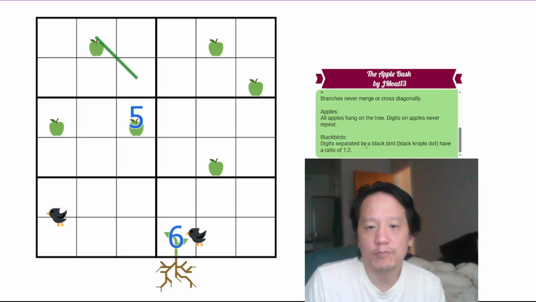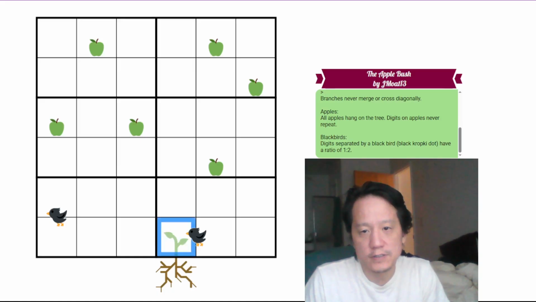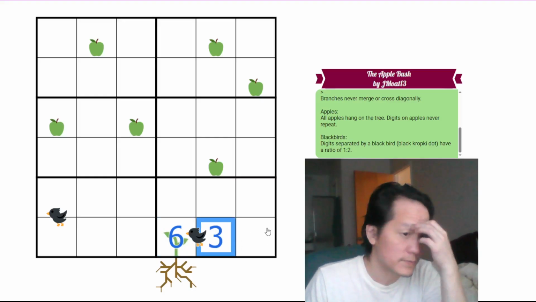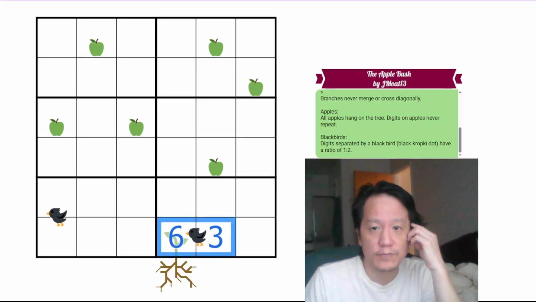And we have blackbirds, where digits separated by a blackbird, which is considered a black Kropke dot, have a ratio of 1 to 2. So, for example, if this were a 6, then this would guarantee have to be a 3, because these 2 digits are in a 1 to 2 ratio with each other. So that's the rule set for the apple bush.